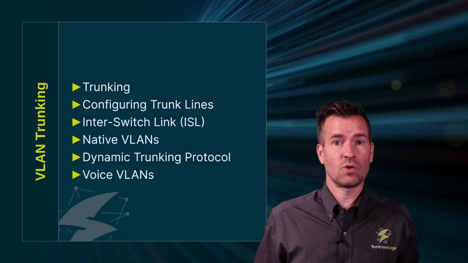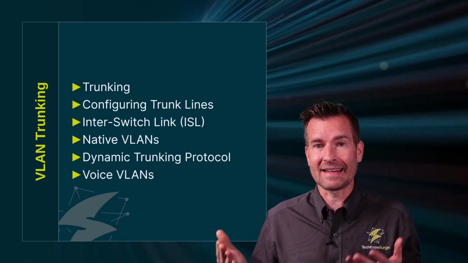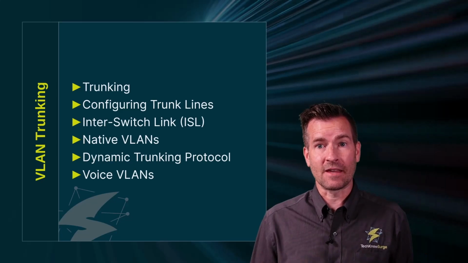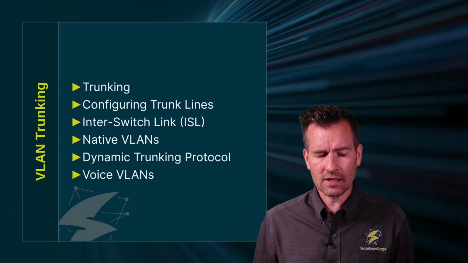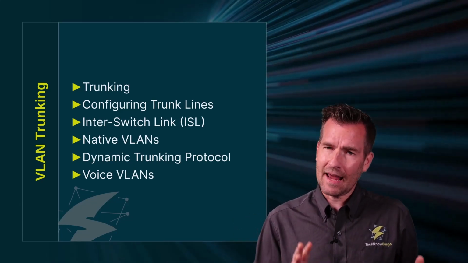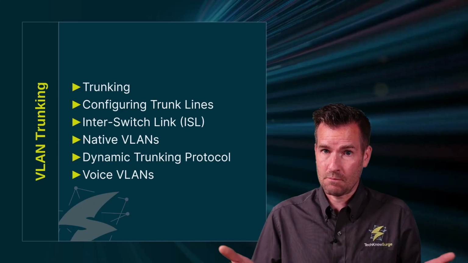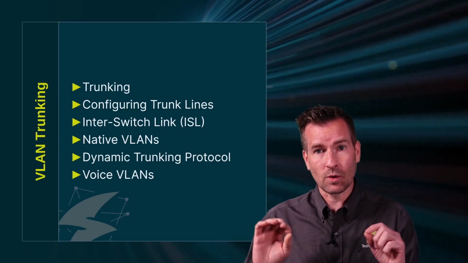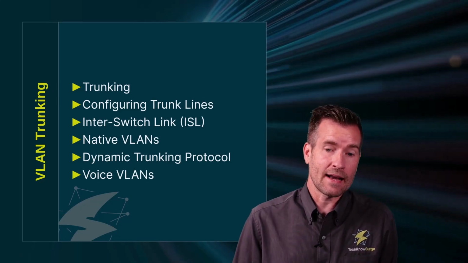We'll kick this module off by going over what a trunk line is. Once we understand what trunking is, we'll take a look at some configurations at how we can configure our trunk lines, and then we'll get into what's a Cisco proprietary trunking protocol, which is Interswitch Link, ISL. And so we'll talk about ISL and why we might not want to use it.